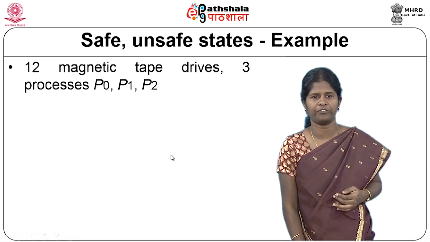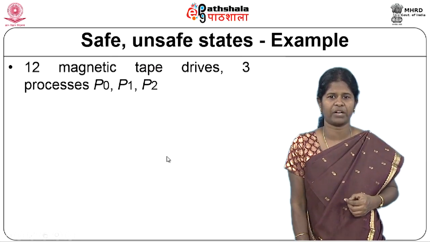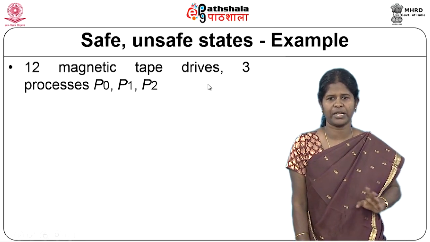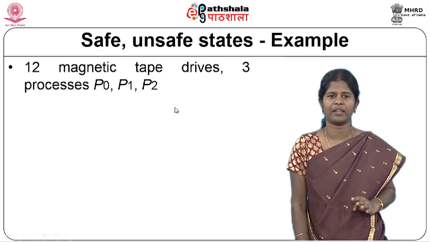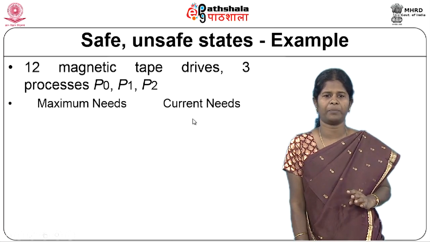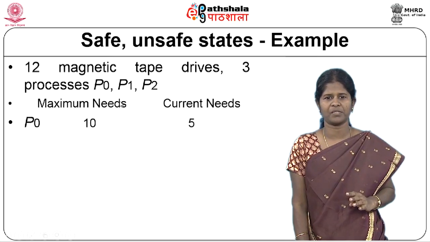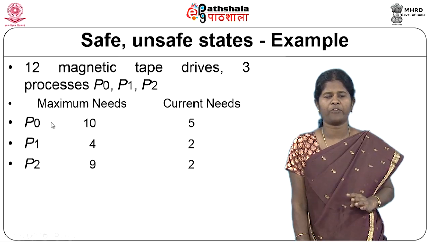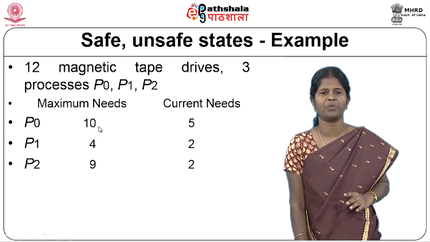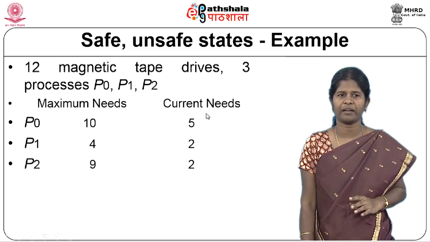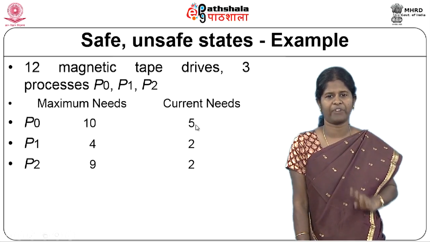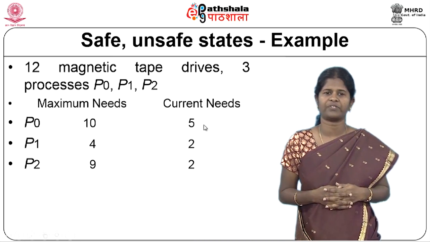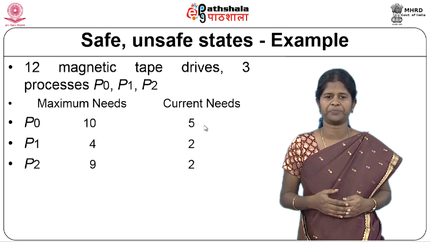So, look at this example to see what safe and unsafe states are. Say you have 12 magnetic tape drives available in total, and there are 3 processes P0, P1 and P2. The maximum need and the current need for each process is shown. Process P0 needs a maximum of 10 tape drives, and it is currently using 5, and 5 tape drives it will request in future.